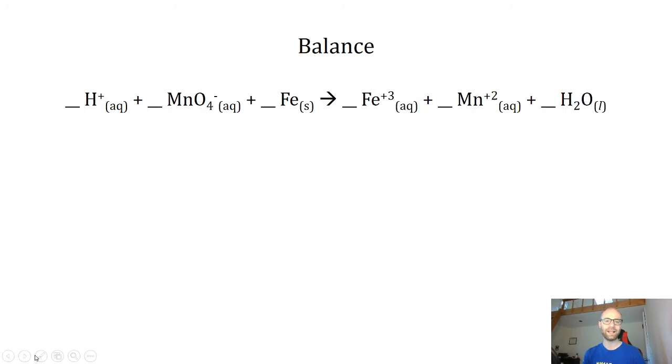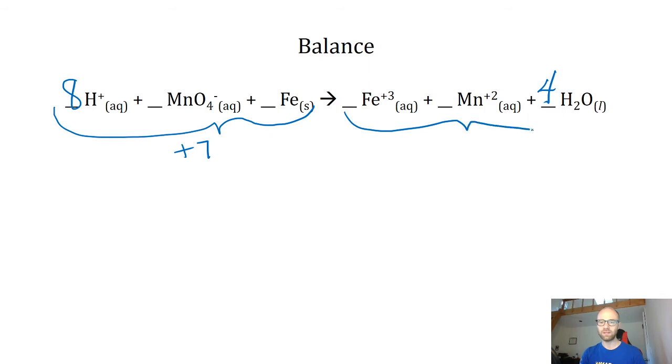If we go back to the reaction that we saw, this is the same exact reaction. I had written an 8 and a 4. Well, does this balance the reaction for charge? No, let's add them up. We have 8 pluses, we have 1 minus. That's a +7. We have 1 3 plus and 1 2 plus. That's a +5.